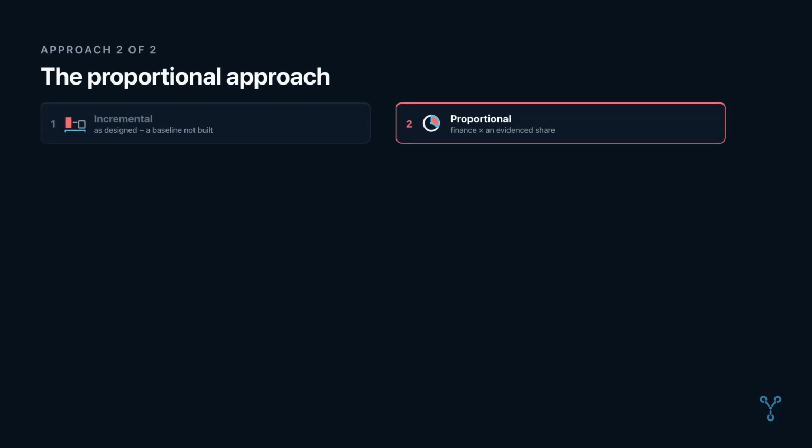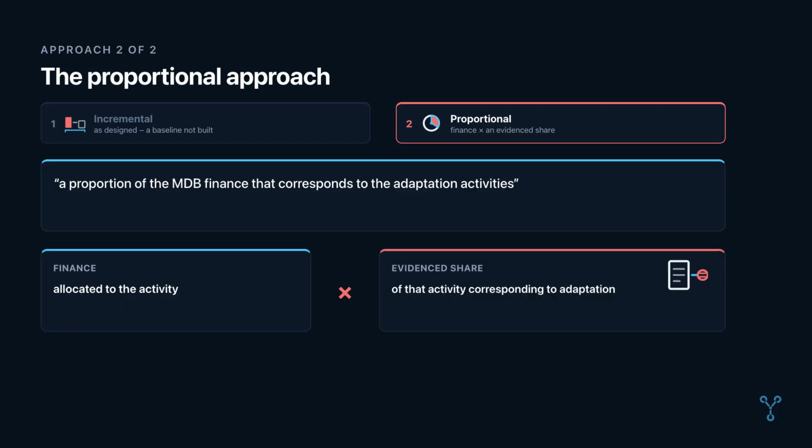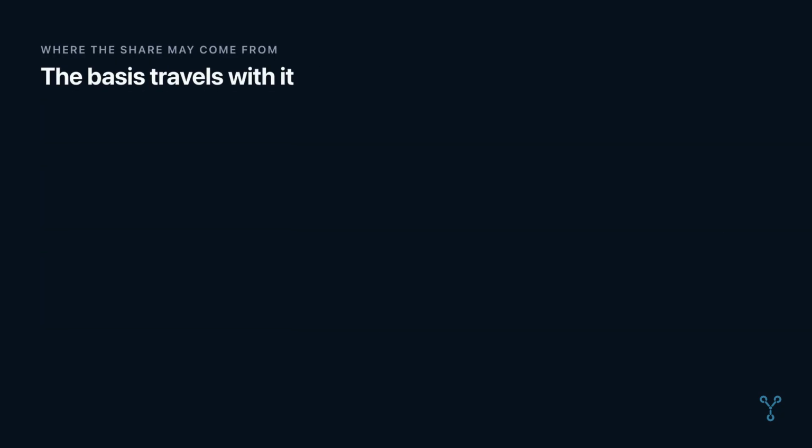The second is the proportional approach. The methodology defines it as adaptation finance, estimated as a proportion of the MDB finance that corresponds to the adaptation activities included in a project. As a formula, adaptation finance equals the finance allocated to the activity, multiplied by the evidenced share of that activity corresponding to adaptation. The methodology is explicit about where that share may come from.